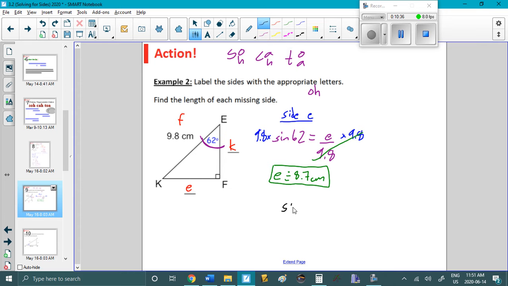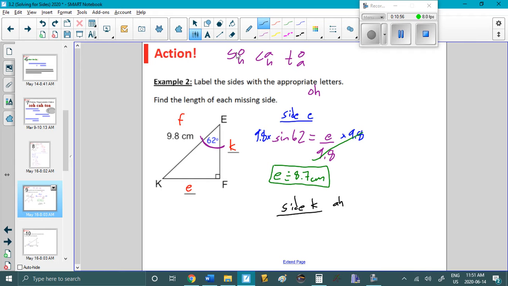Okay, so now we're going to do side K. And again, some of you are probably thinking I'm just going to do the Pythagorean theorem. And technically, that's fine. I encourage you to practice some of this because you haven't really seen it much before. So if we're looking for side K, that's the adjacent side. We have the hypotenuse, so we're dealing with A and H.